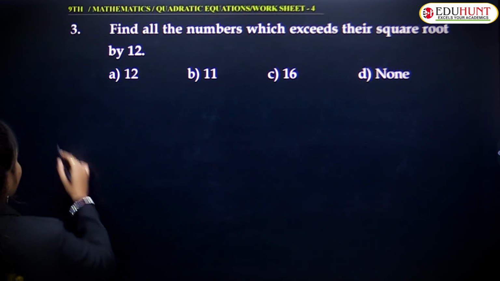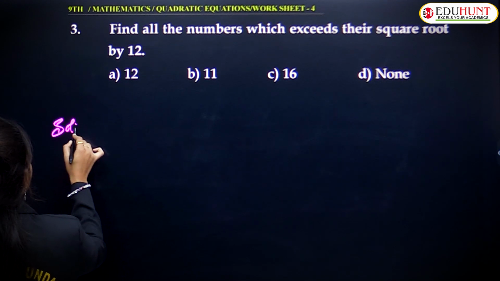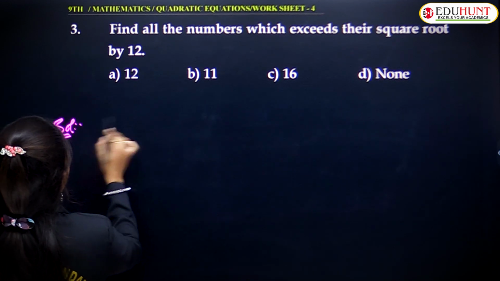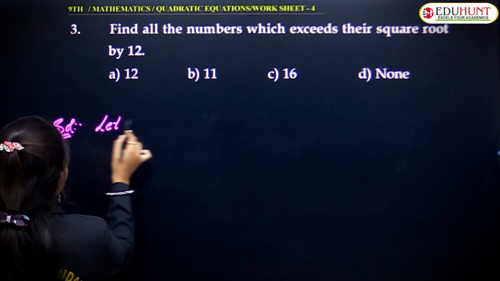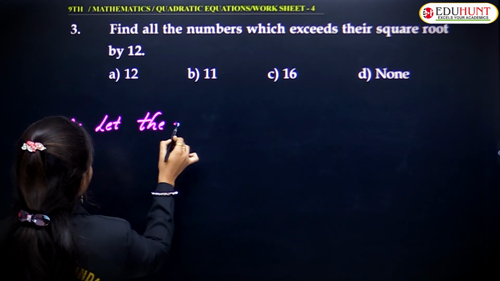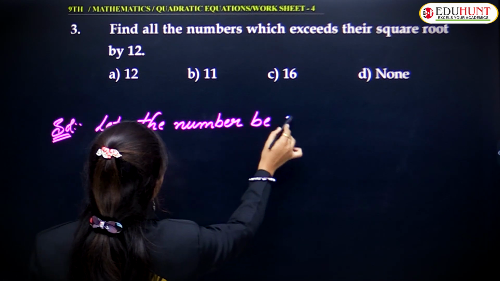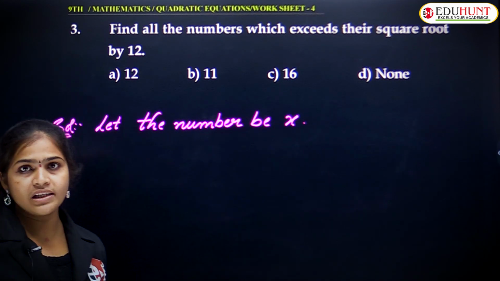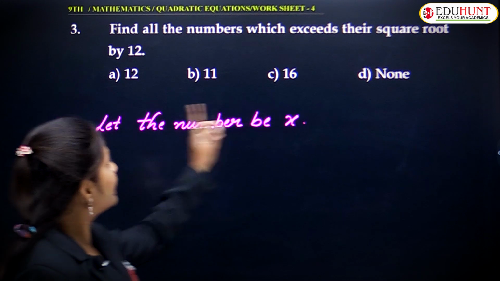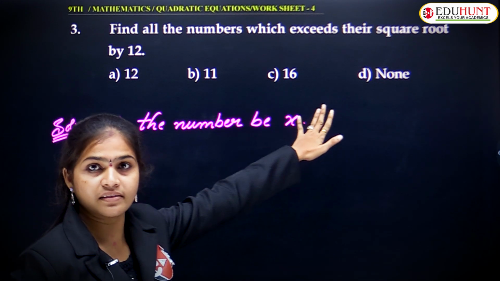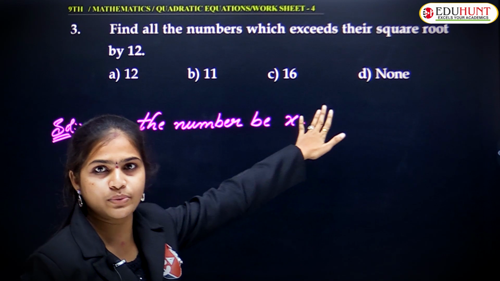So just see here. What is given here? Let the number be x. Why? Because we don't know that number, right? So that's why we take that number as x. That x is a perfect square.